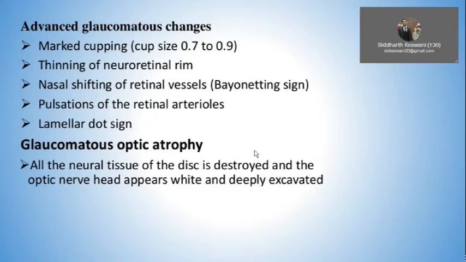Okay, so next is glaucomatous optic atrophy. All the neural tissue of the disc is destroyed and the optic nerve head appears white and deeply excavated. This is the last stage. When a patient comes to you with glaucomatous optic atrophy, we really can't help him out. That's why, when a patient with glaucoma is diagnosed at an early stage, we tell the patient to please continue drops lifelong.